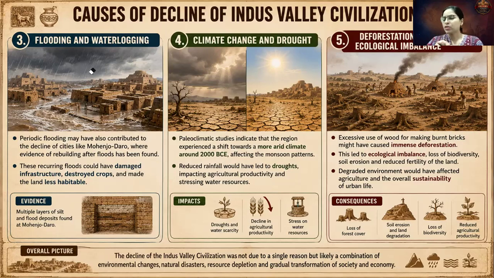Finally, the last reason is deforestation. Now, Harappans used burnt bricks on a very large scale. On each and every architectural building, burnt brick was used. And in order to make the burnt bricks, you require many trees to be cut for the wood. Even bronze, in order to make the alloy of bronze, you require to melt copper and tin. You require so much of heat, fire. So probably large scale cutting of trees could have resulted into ecological imbalance, loss of biodiversity, soil erosion, reduced fertility of land, and all this affected the sustainability of the urban life.